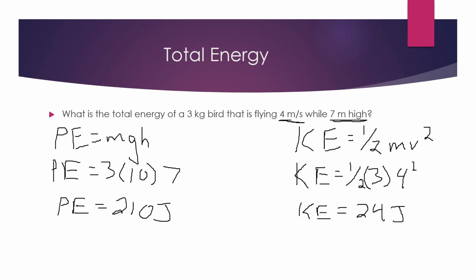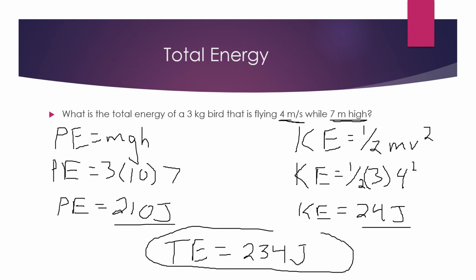There it is. Potential energy, kinetic energy. So to get the total energy, you just add them up. Total energy is this plus this. So it's going to be 234 joules. That's it. Not too bad.